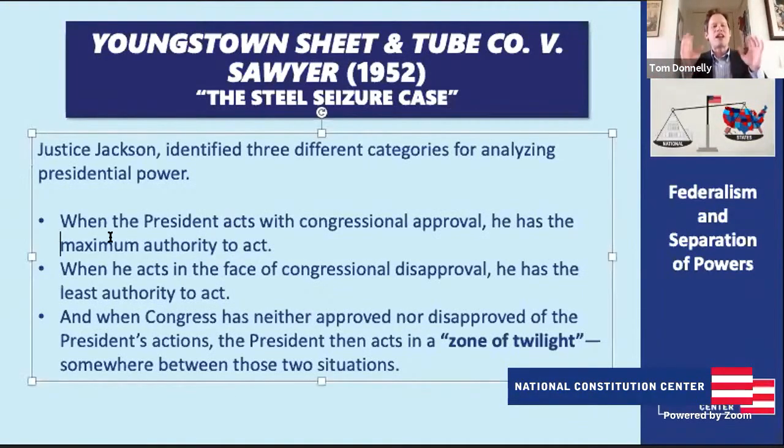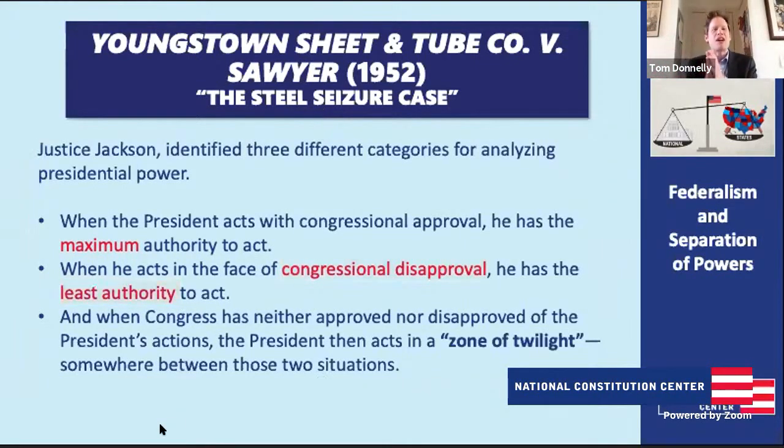At the same time, when the president acts in the face of congressional disapproval, so the president wants to do something, but Congress says no, the president has the least authority to act. Robert Jackson says it's when the president's power is at its, quote, lowest ebb. And then finally, when Congress has neither approved nor disapproved of the president's actions, the president's operating in sort of a zone of twilight somewhere between these two situations. Importantly, for the steel seizure case, Jackson places Truman's actions in that second bucket, where Truman's acting under his independent presidential authority in the face of congressional disapproval. Jackson says, no, Truman, you don't actually have that independent power. If Hugo Black's right, you need to go to Congress to get approval. So your actions here are unconstitutional.